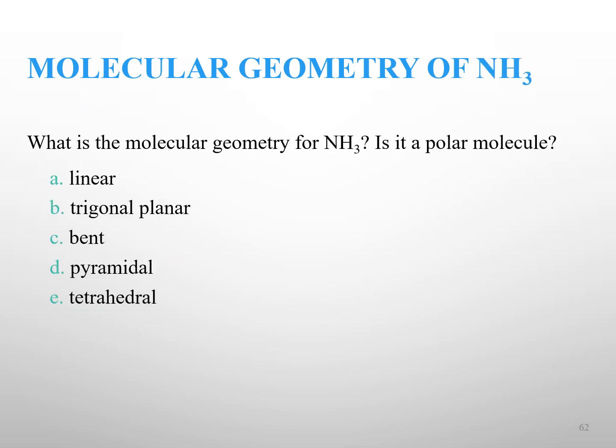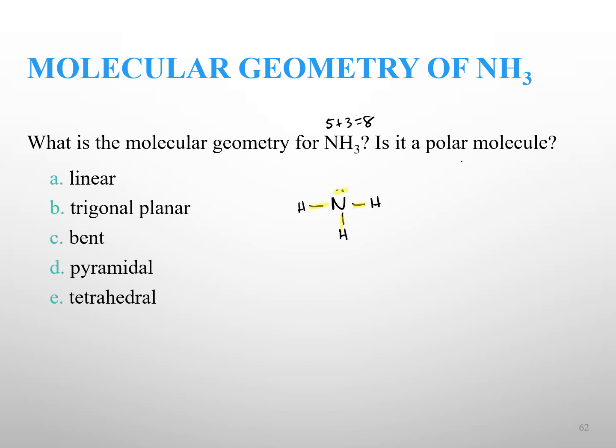So what's the molecular geometry for NH3? Is it polar? NH3 would be 5 plus 3, so we get 8 electrons. So if you were to draw it out, you would have N, H, H, H, and then a lone pair. That would give you 8 electrons. So we have 4 electron groups here because there's 1 group, 2 groups, 3 groups, 4 groups.